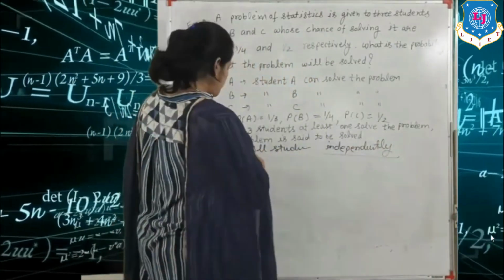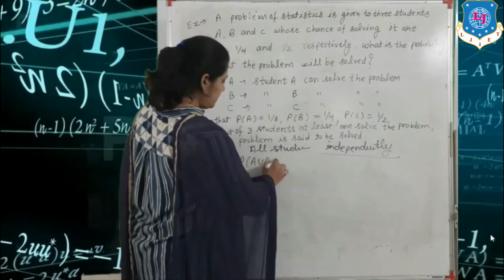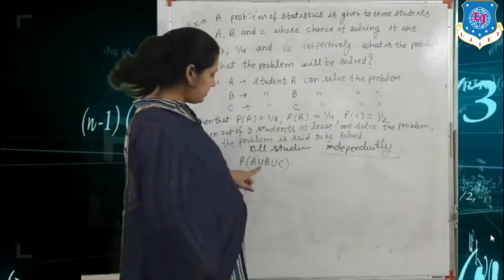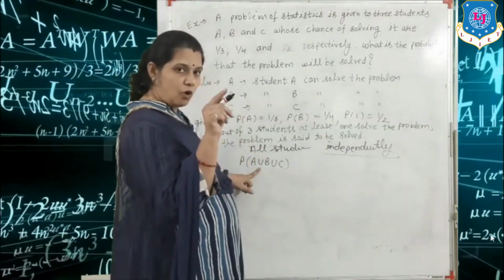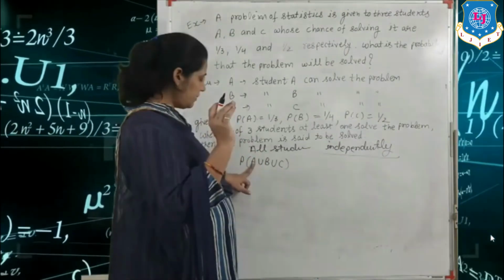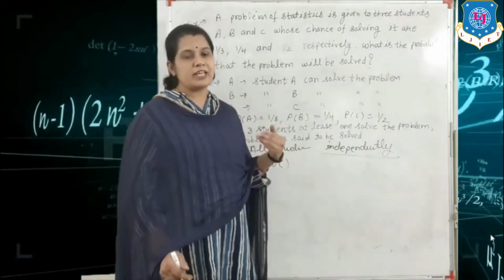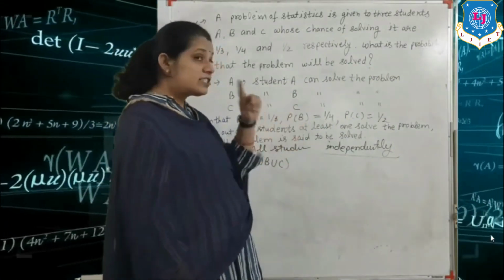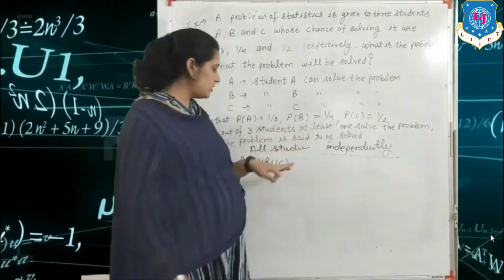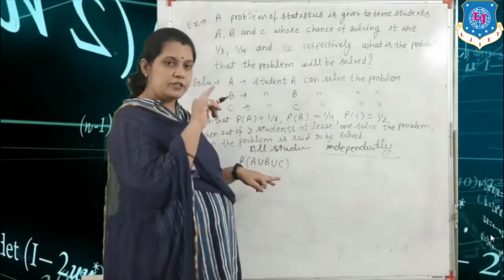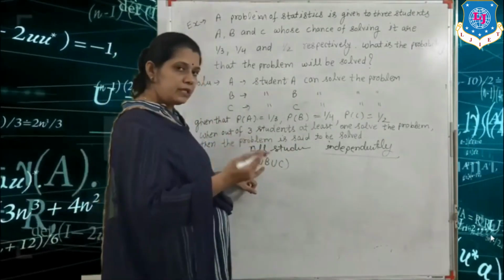Here first we find the probability of A union B union C. What do you mean by A union B union C? Union means or. So probability of A or probability of B or probability of C, because if any one student, at least one student, solves the problem, then we can say that the problem will be solved. So we write A union B union C, that means probability of A or B or C.